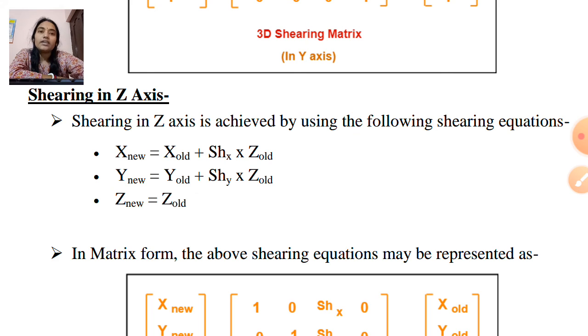Now we discuss shearing in z-axis. Shearing in z-axis is achieved by using the following equation. Here also the z value will be constant. That means z new equals z old. But the x value and y value will be changed. So x new equals x old plus shx into z old, and y new equals y old plus shy into z old. In this way we can find the equation. The equation is here, all of you remember it.